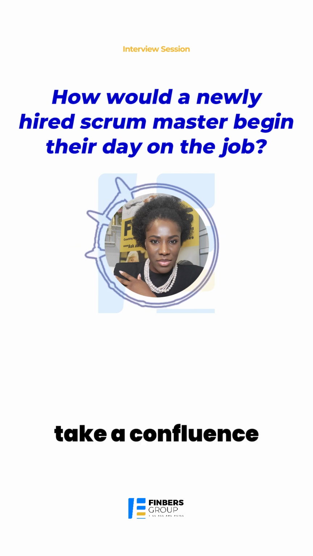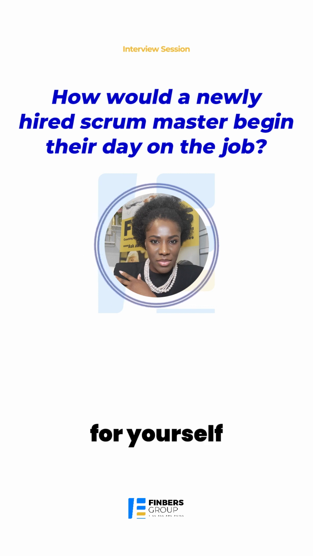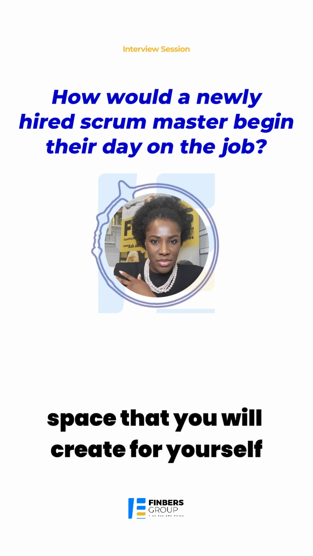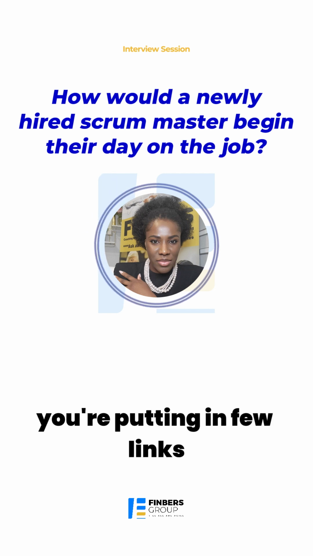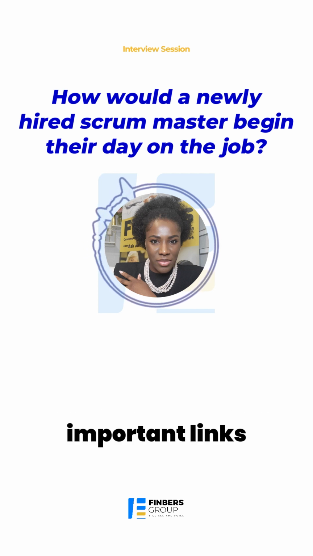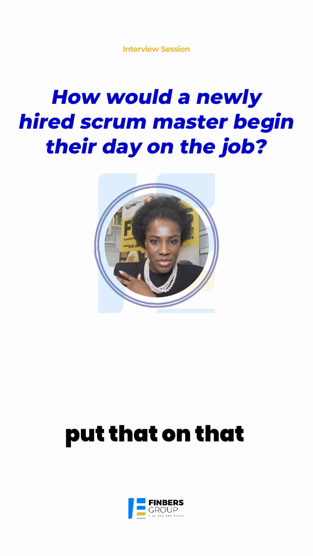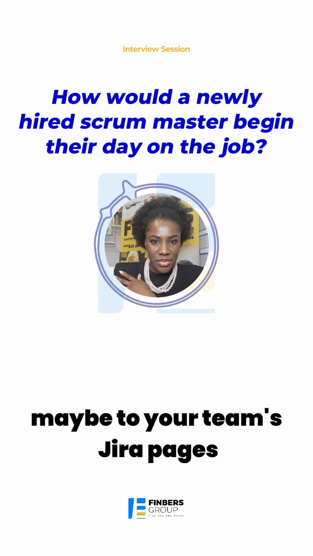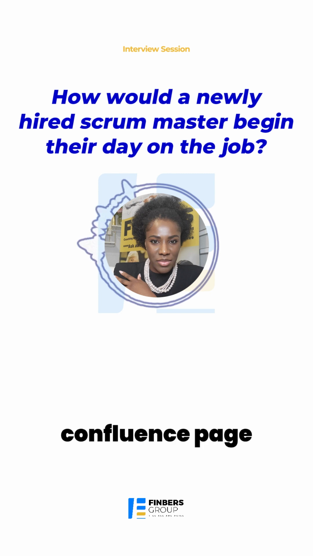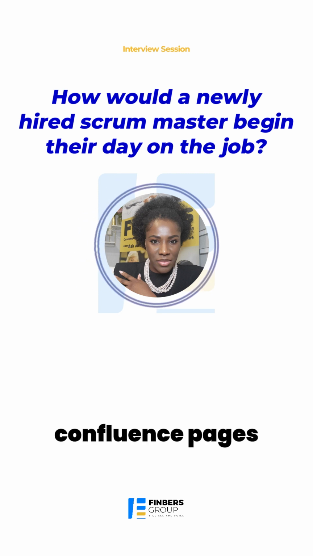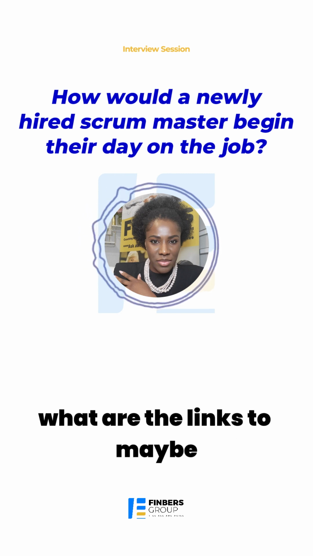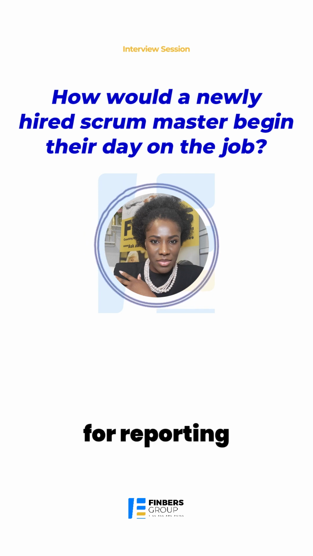Take Confluence and create a Confluence space for yourself. In that space, make sure you're putting in a few important links relating to the company that you want to know about. For example, what is the link that you would use to put in your timesheet or time cards? Put that on the Confluence page. What is the link to your team's Jira pages? Put that in. What are the links to your team's Confluence pages? Put that there. What are the links to your Jira dashboard for reporting? Put it there. Create that Confluence page to help you find these links while you're still new to the company.